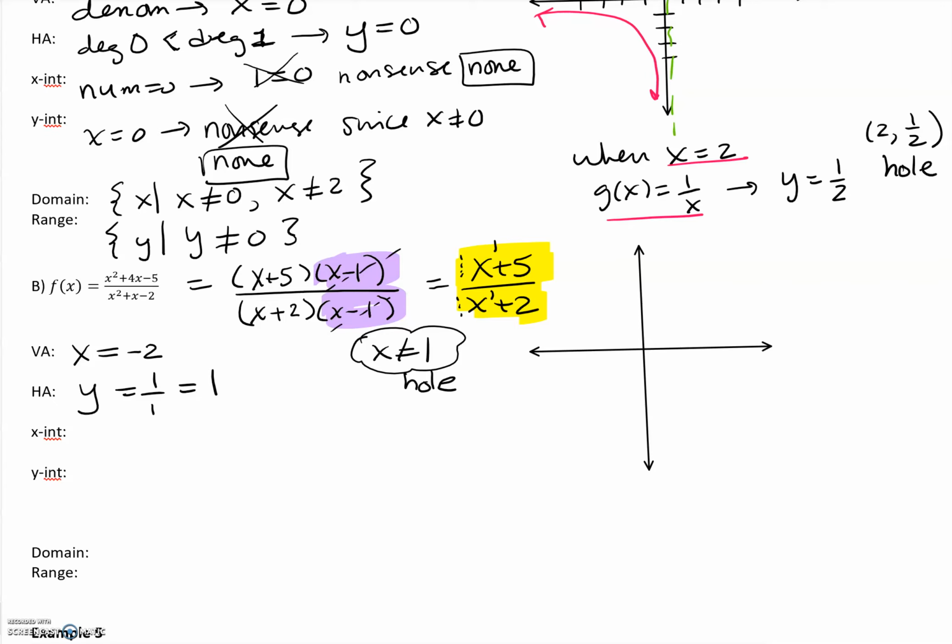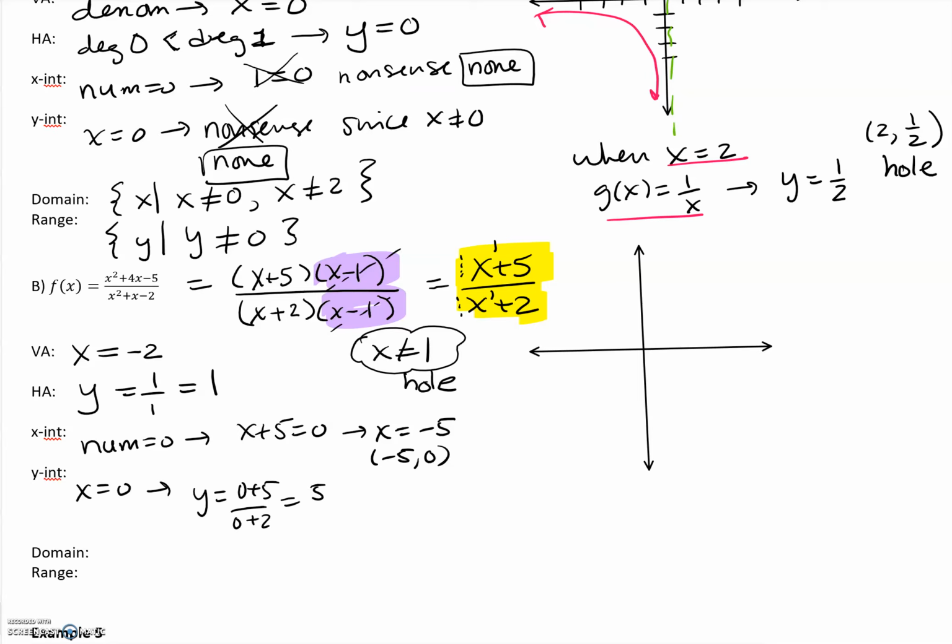For my x-intercept, I'm going to make the numerator equal to 0. In my new function, x plus 5 equals 0 gives me x equals -5. So my x-intercept is (-5, 0). For my y-intercept, I'm going to make x equal to 0. So that's going to be y equals 0 plus 5 over 0 plus 2, which is just 5/2. So my y-intercept is (0, 5/2), or (0, 2.5).